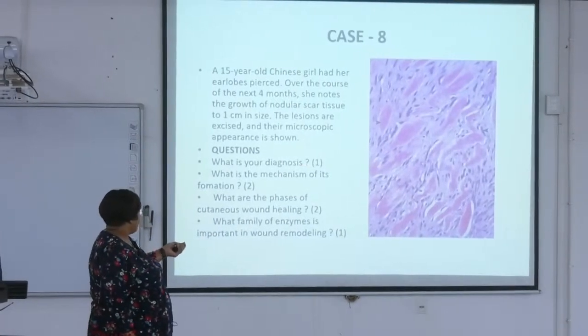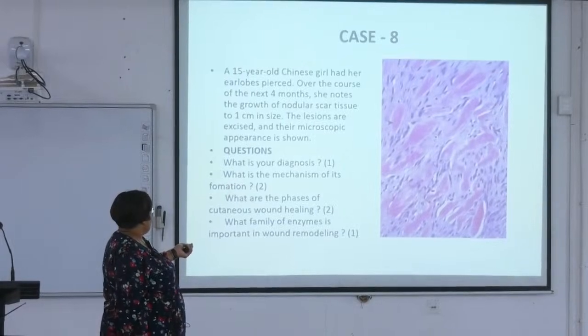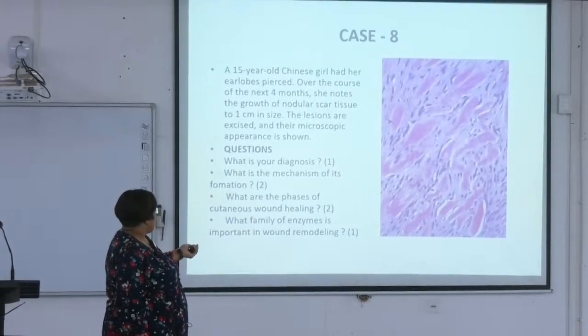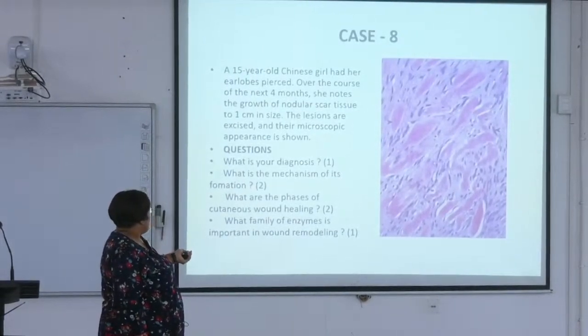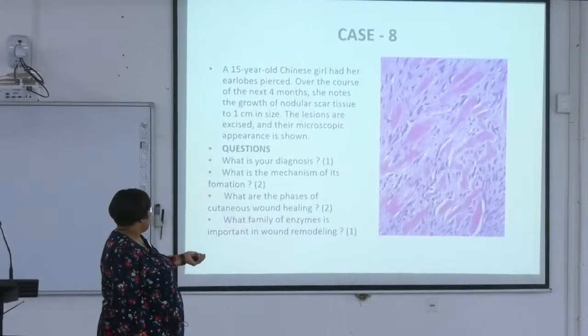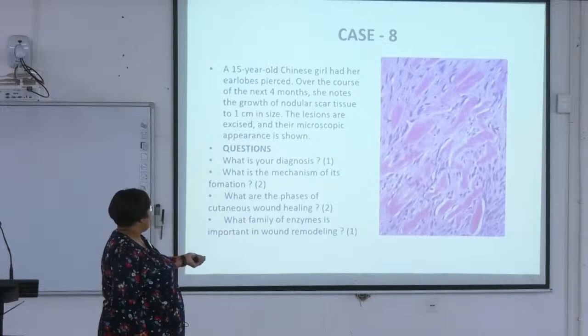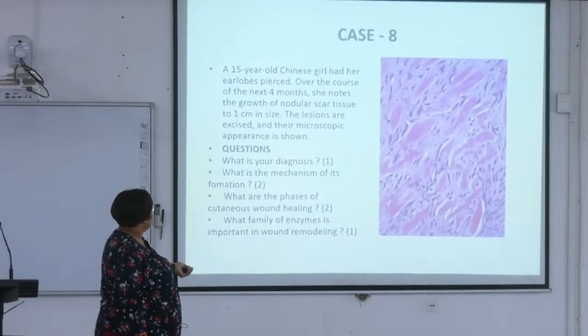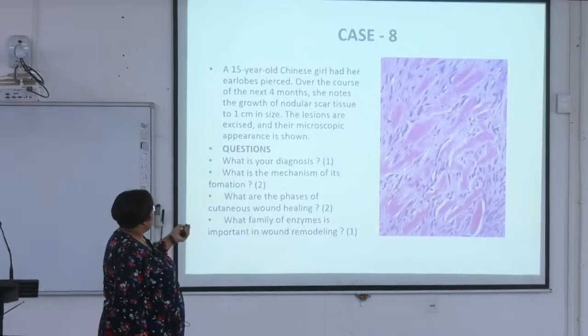So what is your diagnosis? Question number 1. What is the mechanism of its formation? Question number 2. What are the phases of cutaneous wound healing? Question number 3. And what family of enzyme is important in wound remodeling? This is question number 4. These are the 4 questions which will be asked with this history.